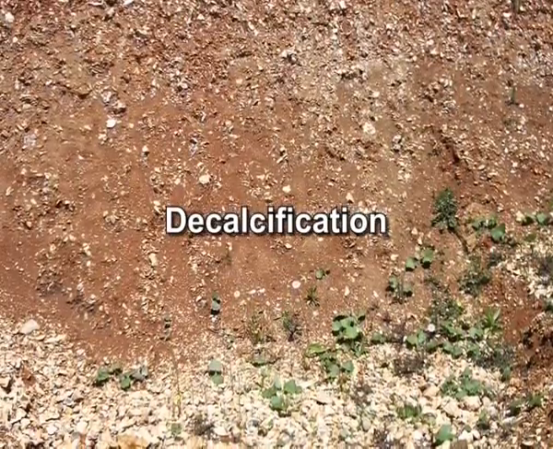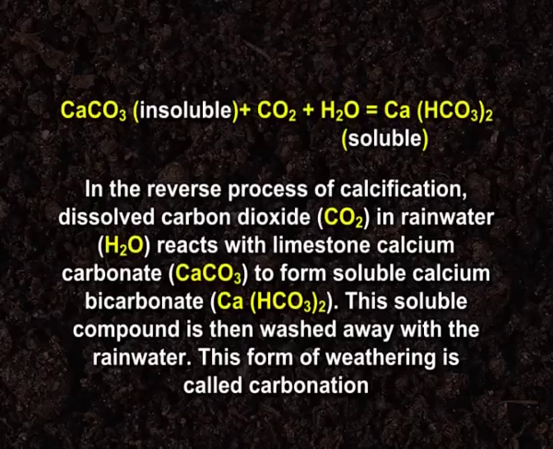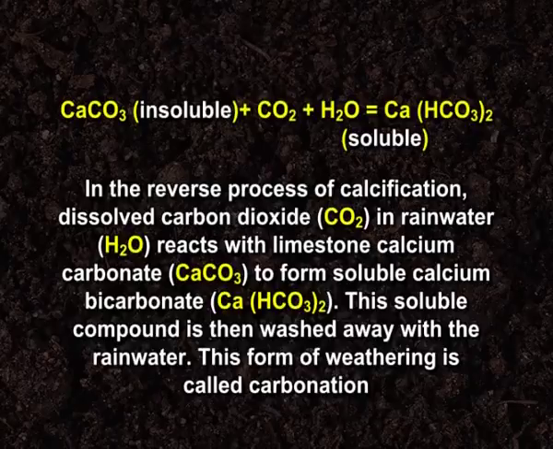Decalcification. In the reverse process of calcification, dissolved carbon dioxide in rainwater reacts with limestone, calcium carbonate, to form soluble calcium bicarbonate. This soluble compound is then washed away with the rainwater. This form of weathering is called carbonation.